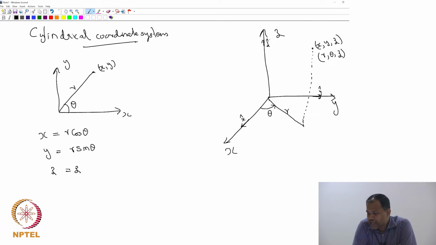Now when we have a vector, we also need to resolve it in the r direction, theta direction and z direction if we want to make use of the cylindrical coordinate system. So we need to define unit vectors in the r, theta, z coordinate system, which is going to be simple. This is your r, the distance from the z axis to any point. So r cap is just a unit vector which tells you the direction in which your radius is going.